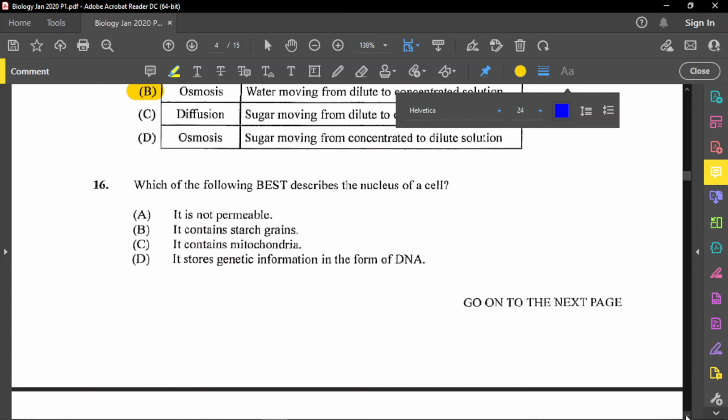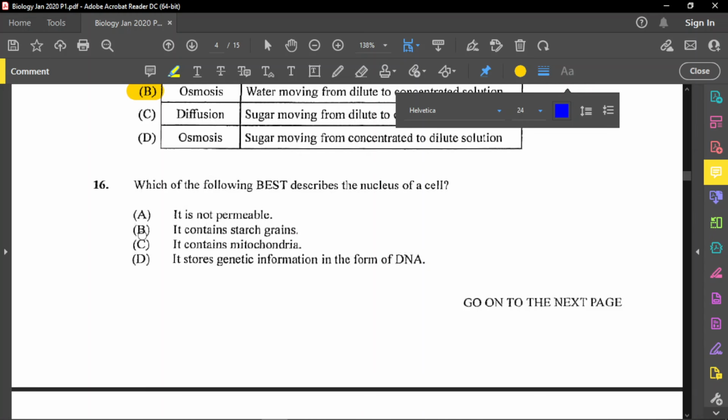Number 16. Which of the following best describes the nucleus of a cell? The nucleus of a cell is permeable. So I'm going to say it has a membrane. Nucleus has a membrane, so it is permeable in some cases, or semi-permeable, let's put it that way. So things can move in and out. As a matter of fact, remember that when you're making proteins, the RNA actually comes out to put the protein molecules together, the amino acids together. So things can go in and out of the nucleus.